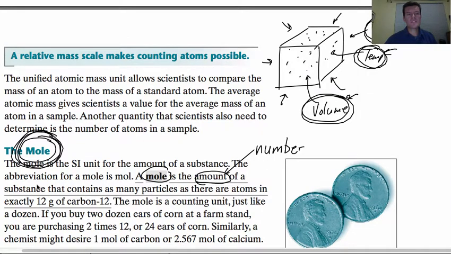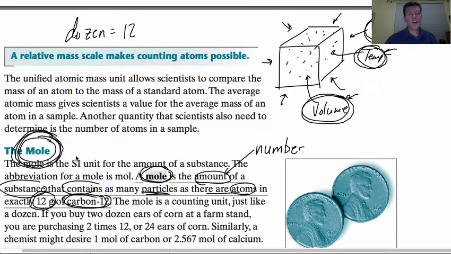The mole is the amount of a substance that contains the number of particles that there are atoms in exactly 12 grams of carbon-12. So remember, everything is related to carbon-12. So if you have 12 grams of this element, you're going to have exactly a mole of particles. That number, remember, a mole is just a number. Just like a dozen is 12, a mole is this number. You ready? 6.023 times 10 to the 23rd.